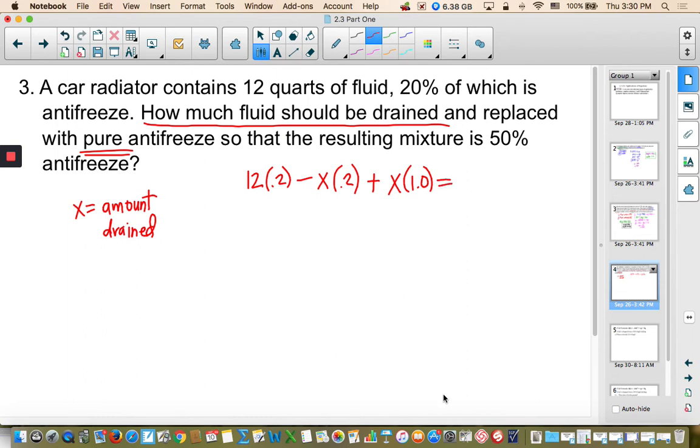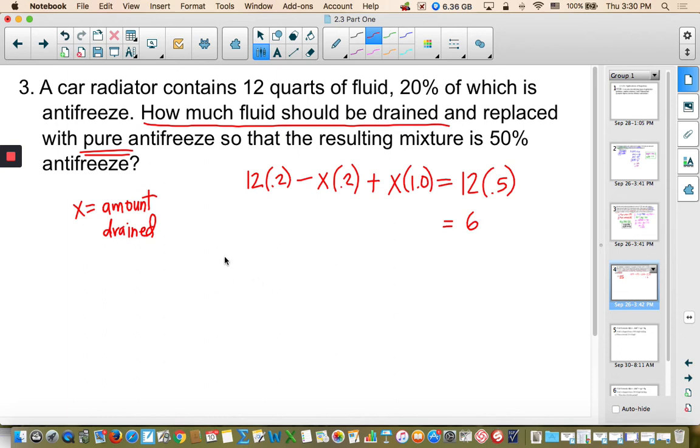And it says the resulting mixture is 50% antifreeze. Well, I started with 12, I took out x, I put back in x. Well, how much I have now is still 12, right? It's back to 12, and I want this to be 50% antifreeze. Multiply that by 50%. Well, that's going to be 6, right? So 6 quarts of antifreeze.